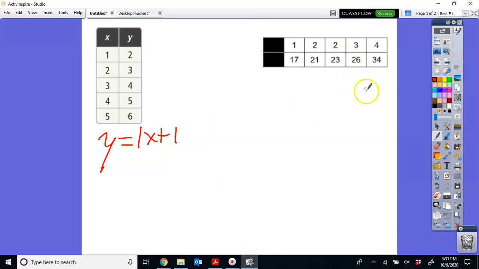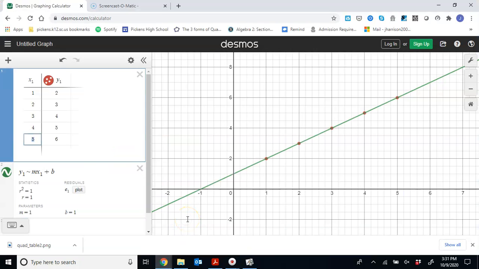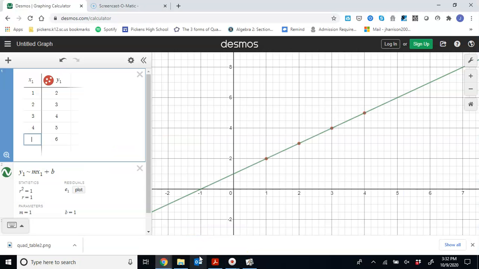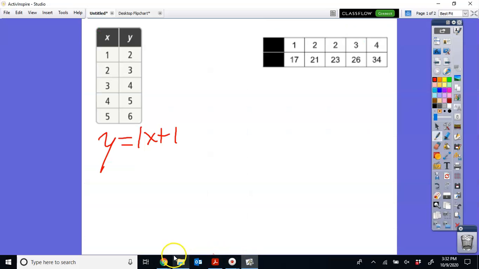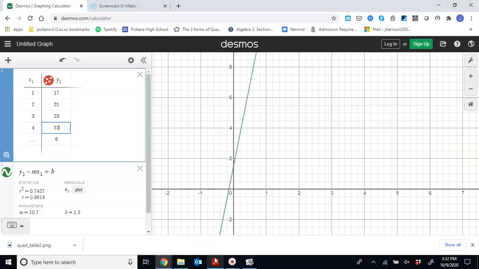Alright. So now we're going to use this other one over here, and this one might not be as pretty with our numbers. We got 1, 2, 3, 4 for our x, so we're going to plug in 1, 2, 3, 4. I'm going to delete 5 here. And then we're going to use 17, 21, 23, 26, 34. So we go over here and go with 17, 21, 23, and then we have 26 and 34.